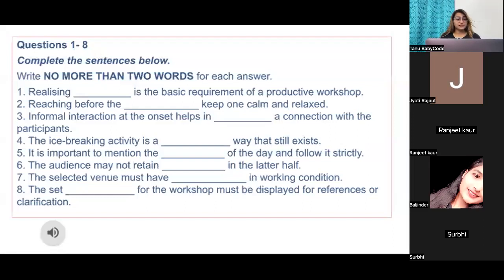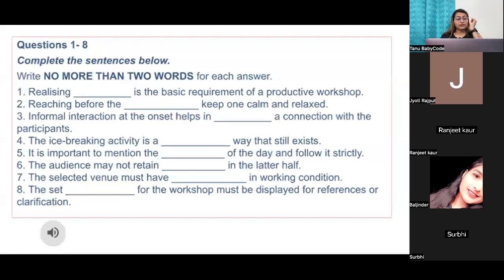First question says realizing dash is the basic requirement of a productive workshop. Realizing what? क्या realize करना? जो कि क्या है? बेसिक रिक्वायरमेंट है किसी भी प्रोडक्टिव वर्कशॉप का. सो रियलाइजिंग डैश, आपको वो नाउन को सर्च करना है. सेकेंड क्वेश्चन सेज रीचिंग बिफोर द डैश. कहाँ रीच करने से पहले? कीप वन काम एंड रिलैक्स. सो रीचिंग बिफोर द डैश कहाँ पर?